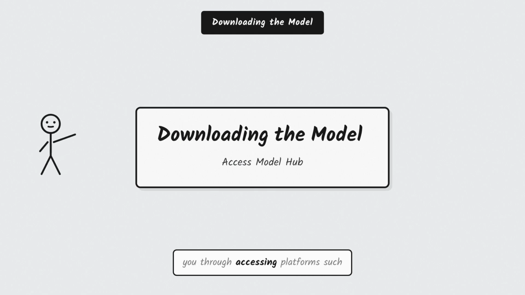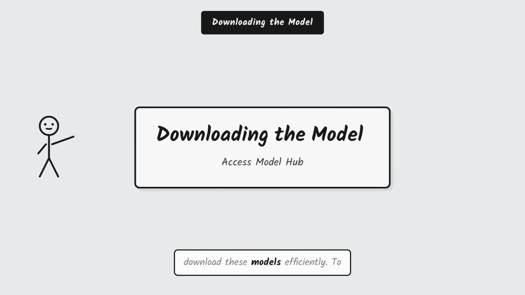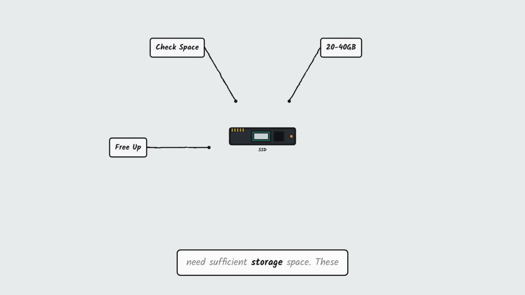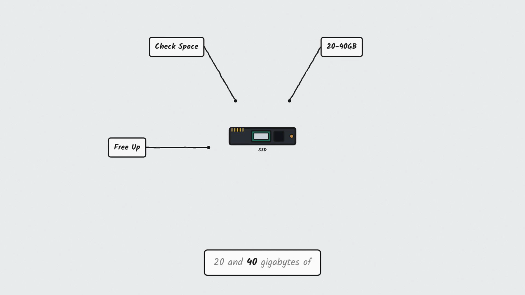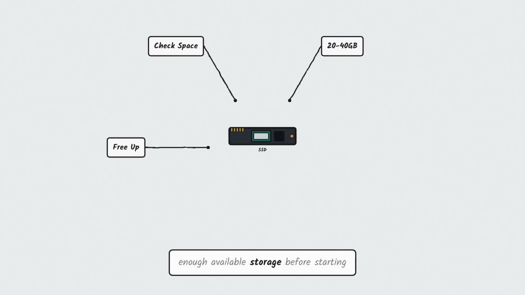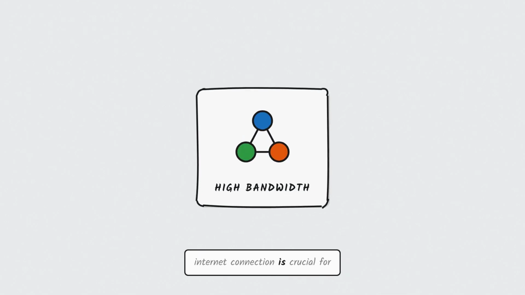We'll guide you through accessing platforms such as Hugging Face's Model Hub to download these models efficiently. To download a large model, you'll need sufficient storage space. These models typically require between 20 and 40 gigabytes of disk space. Make sure your system has enough available storage before starting the download. A stable internet connection is crucial for a seamless download experience.